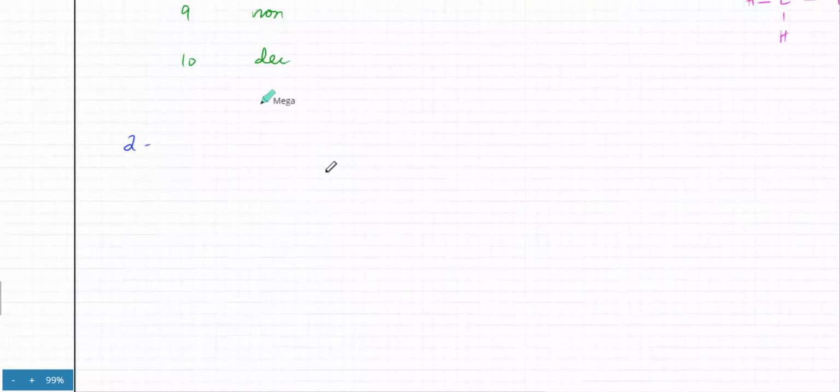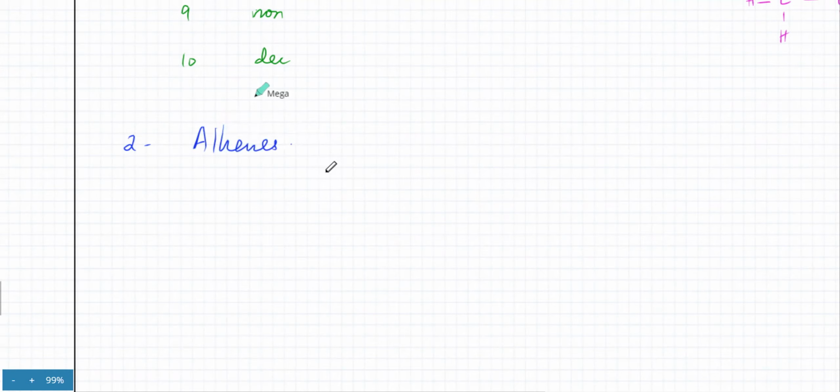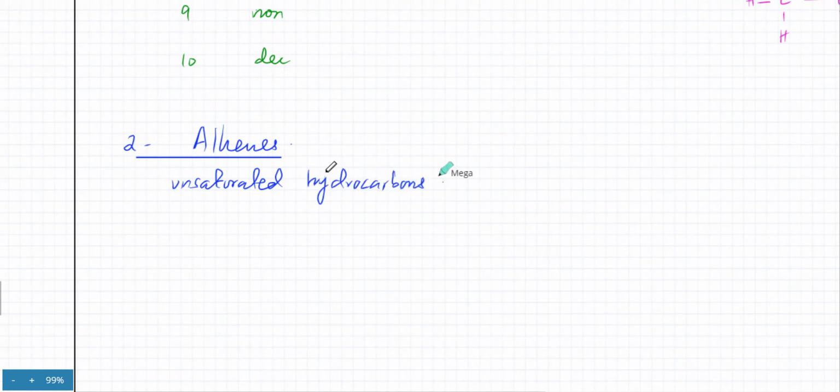The second one are alkenes. Now, alkenes are unsaturated hydrocarbons. Okay? Now we're going to deal with a bit of complexity. So you have unsaturated hydrocarbons, which means they have a functional group.